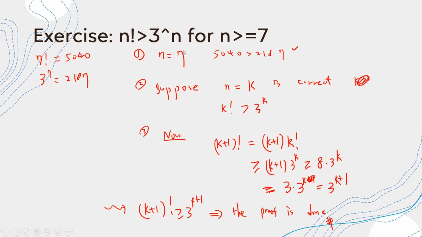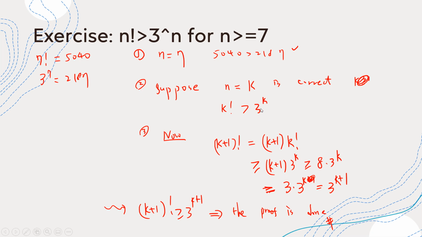Okay, so let's first check n equals 7. It's very easy. I already computed: 7 factorial is 5040, and 3 to the power 7 is 2187. So n equals 7 is okay, right? Suppose n equals k is correct, so that means k factorial is greater than 3 to the k. How about (k plus 1) factorial? (K plus 1) factorial is (k plus 1) times k factorial, which is greater than or equal to (k plus 1) times 3 to the k, by our assumption.